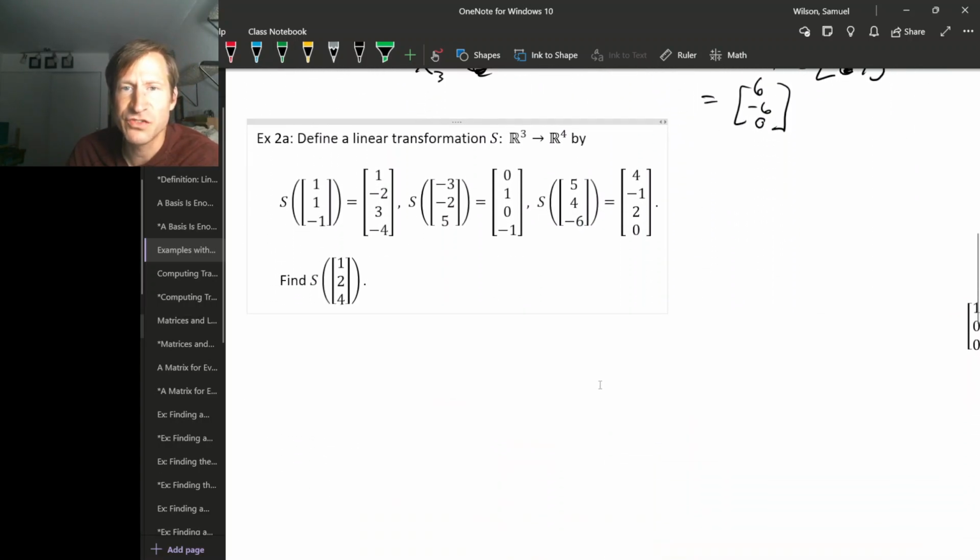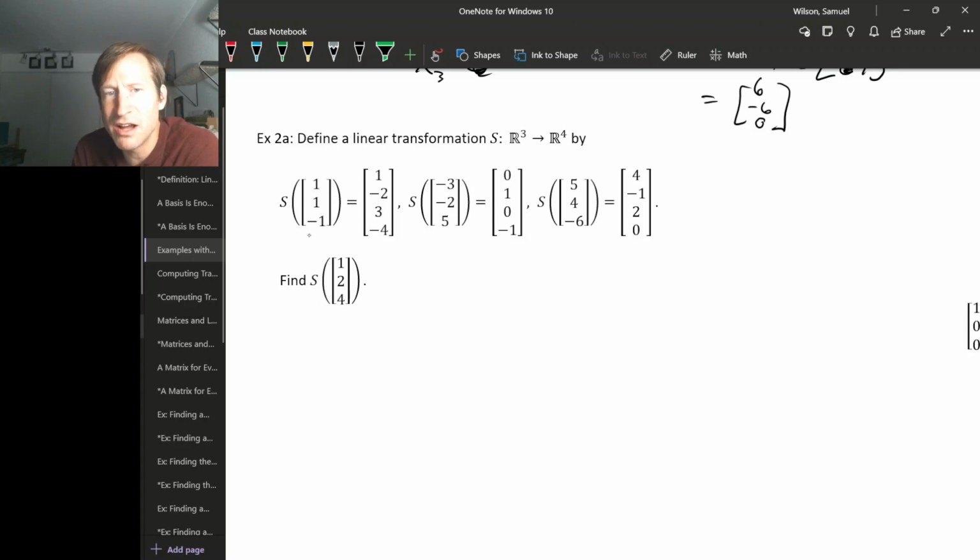So here's a linear transformation defined from R3 to R4, and it's defined by these three values here. And it's maybe not obvious, but these three vectors do form a basis for R3. So there's three of them. They also happen to be linearly independent, which you can check if you want. And three vectors in R3 are a basis for R3. Okay, so let's find S of (1, 2, 4).